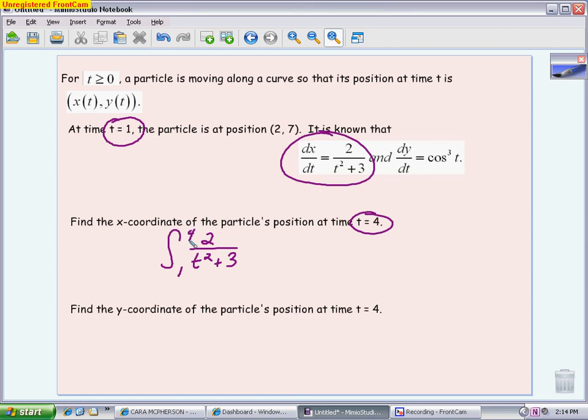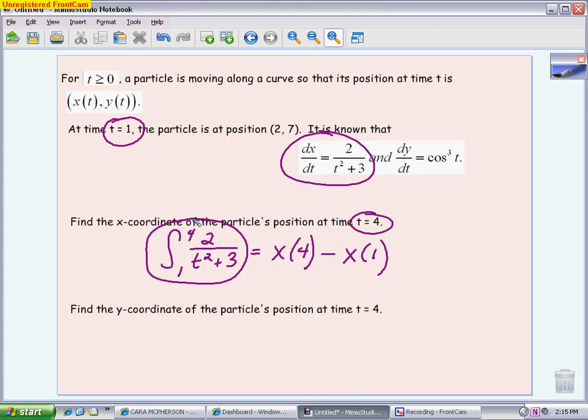And what's going to happen when I integrate this is I'm going to get the x-coordinate of the position at 4 minus the position at 1. So that's what my fundamental theorem of calculus says. If I integrate x prime, or dx/dt, from 1 to 4, I get x of 4 minus x of 1, the position at 4 minus the position at 1. Well, right here, you could integrate this by hand. It's an arctangent. It's really ugly. This is not a question that you'll be forced to do that, though.